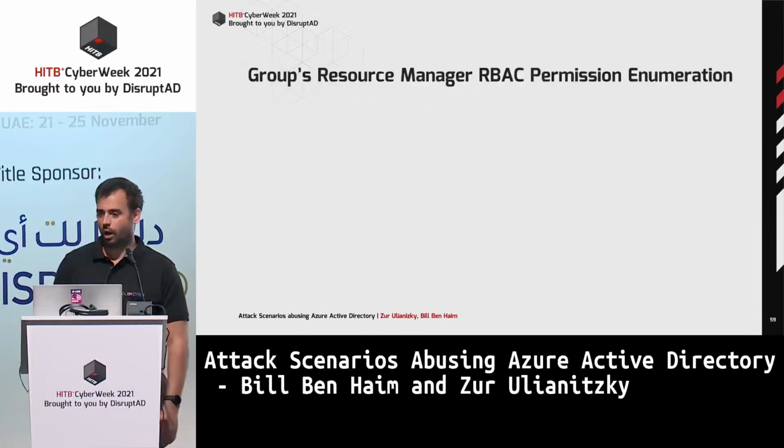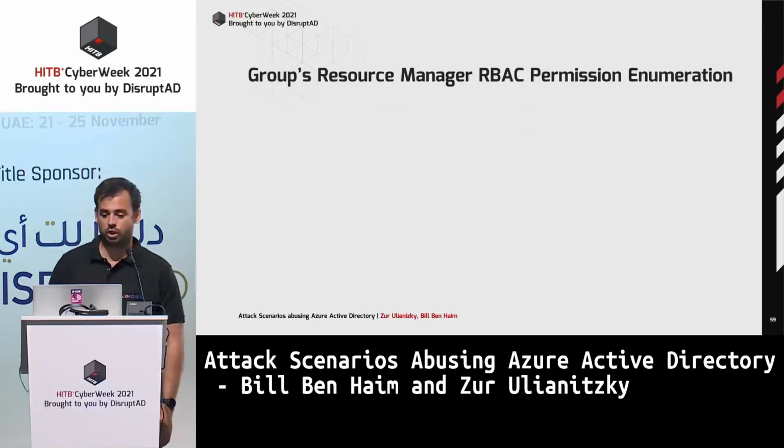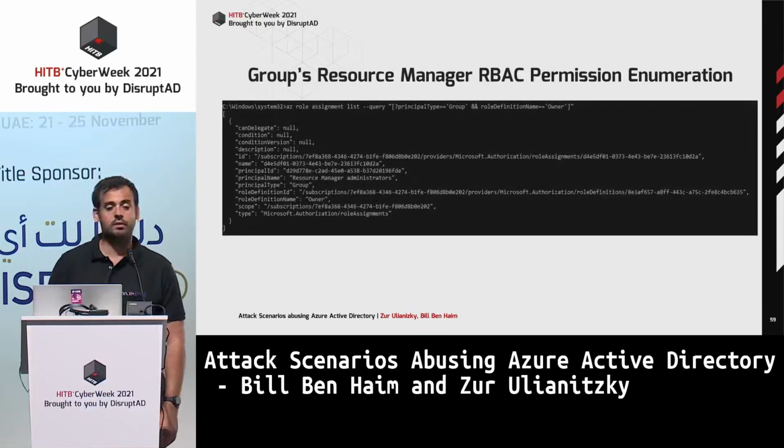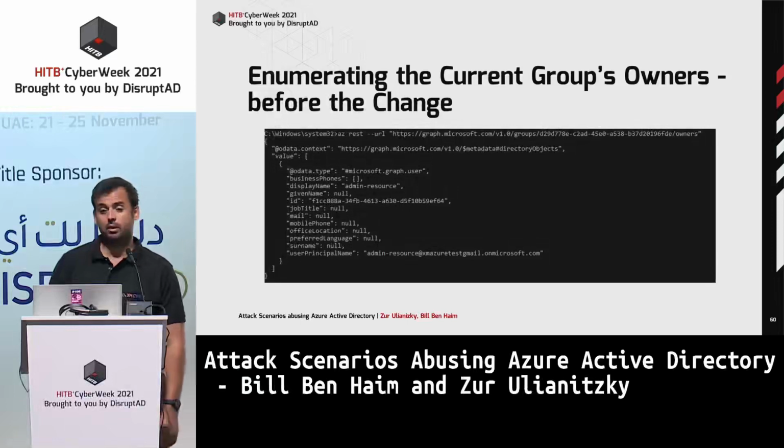Great. So now what? The attacker needs to find an elevated group, a group with elevated permissions. So he runs the following CLI query to search for a group with owner permissions over the subscription, and he finds that the Resource Manager Administrator group has the owner permission on the subscription. Meaning, this will be the objective of the attacker. Then the attacker enumerates the current owners of that specific group and discovers that only the admin resource account is the owner of that group.